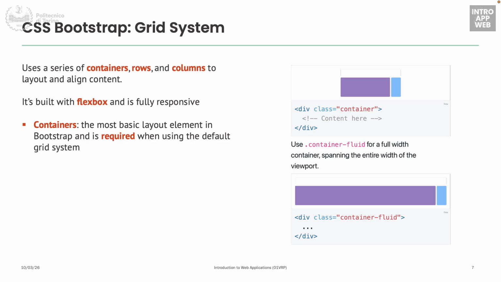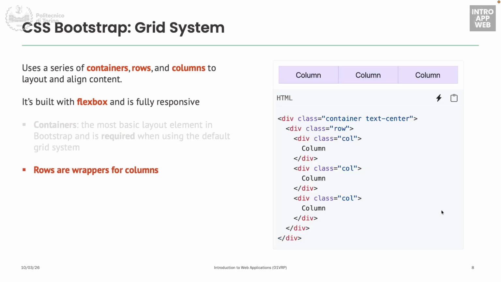And we have two types of containers. The default one and the fluid one. What do you think the difference is with the fluid one? It will occupy the whole window. The other one will occupy the central portion or some portion of the viewport, while the fluid one will try to occupy all of the window. Okay?